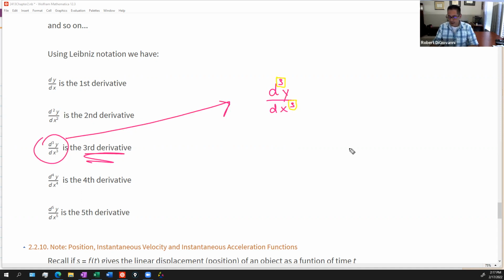The reason we do it that way is because if you accidentally write dy3 over dx3 like that, somebody might think you mean this, dy dx cubed. And that would mean the first derivative cubed. And that's not what we mean. We mean the derivative 3 times. All right.